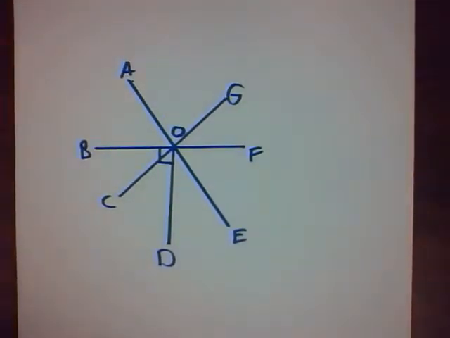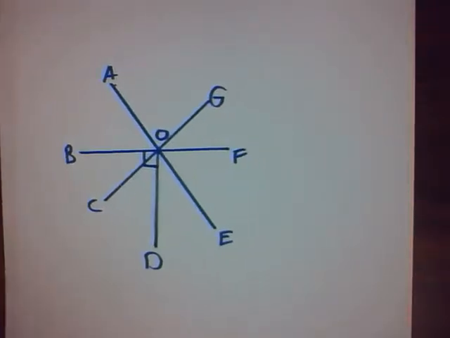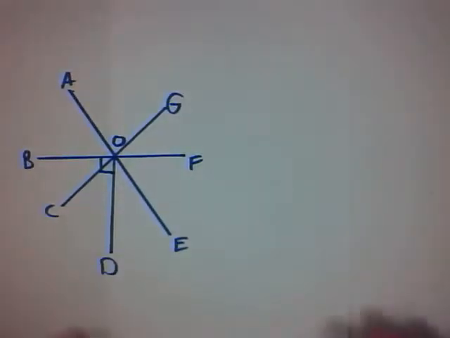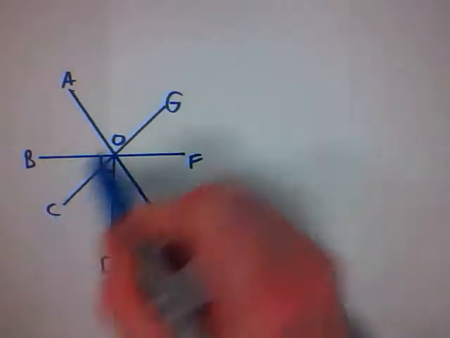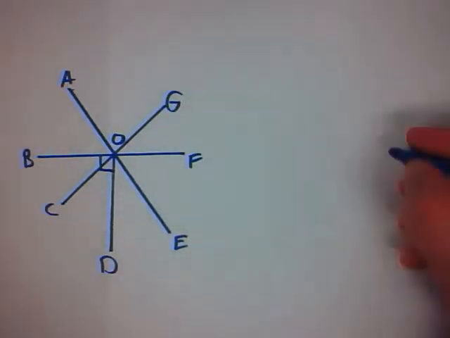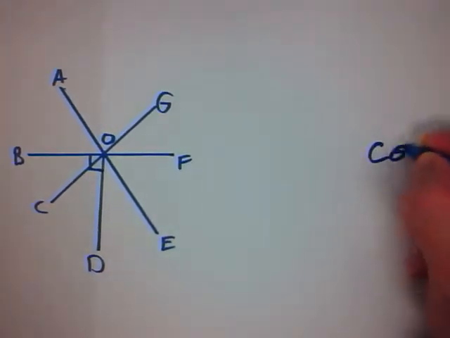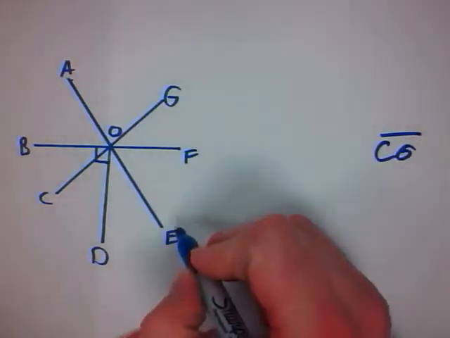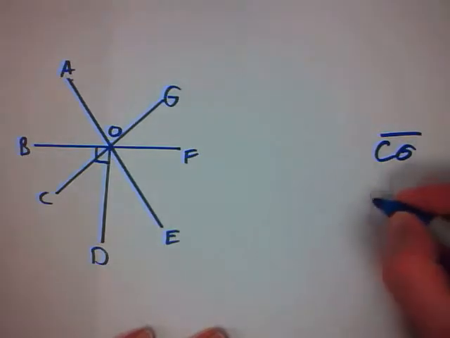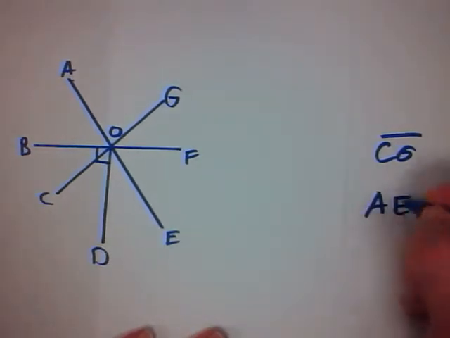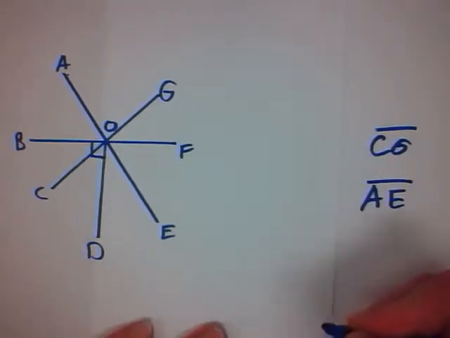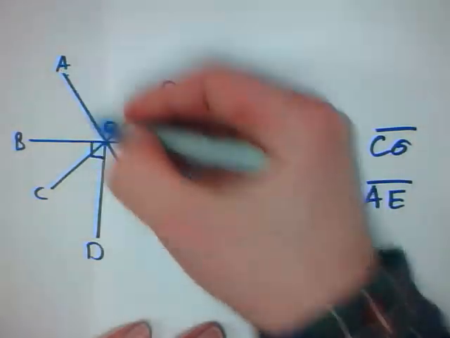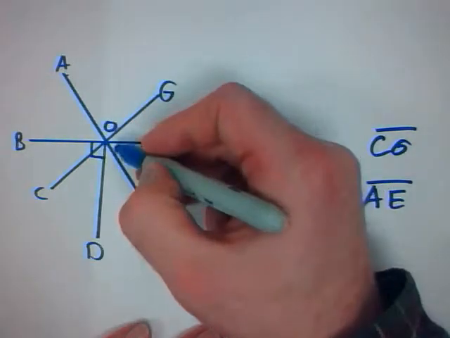Let's say the question were to ask me, identify 3 line segments in this figure. Well, there's a lot of different ways that I could do that. C to G is a line segment, and I could write the symbol CG, line segment CG. A to E is a line segment, so I could do line segment AE. But you know what? Not only is AE a line segment, so is A to O.